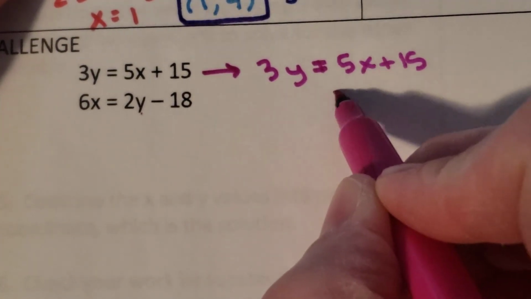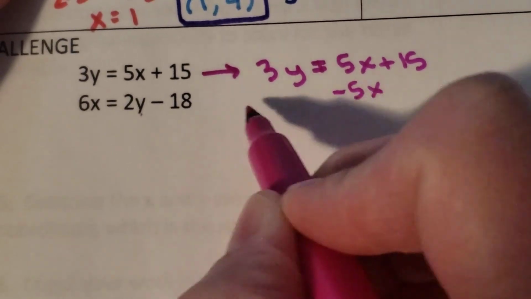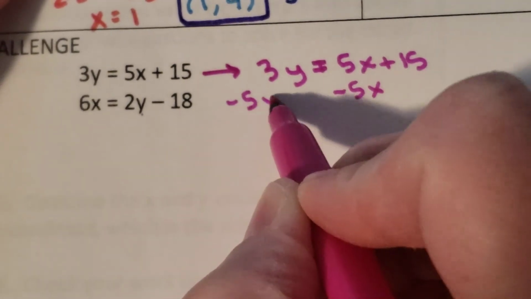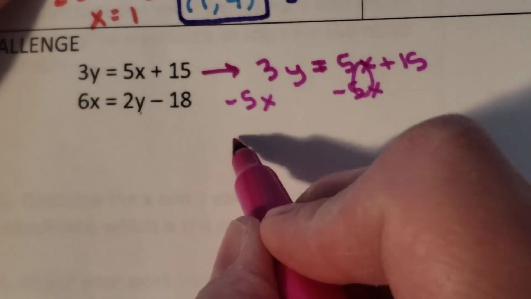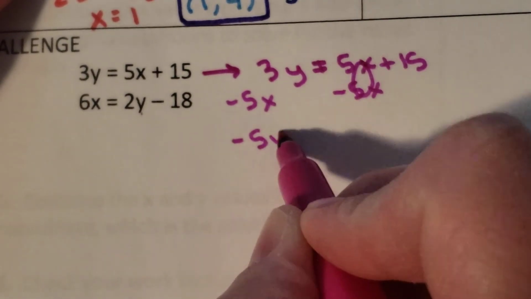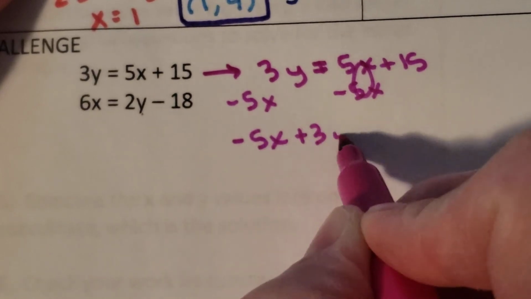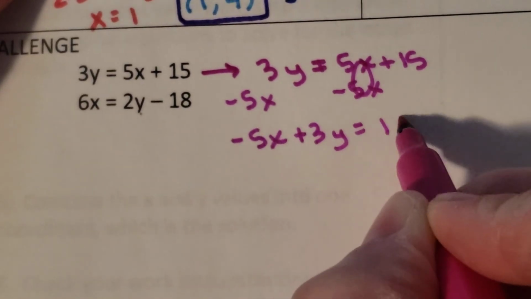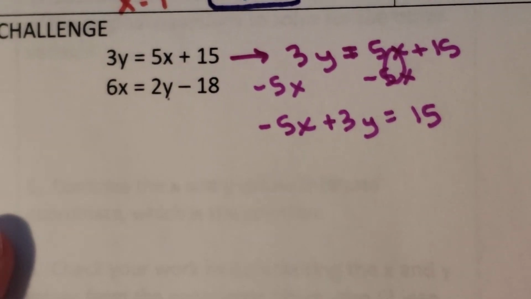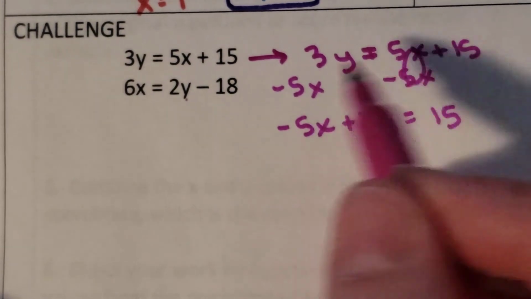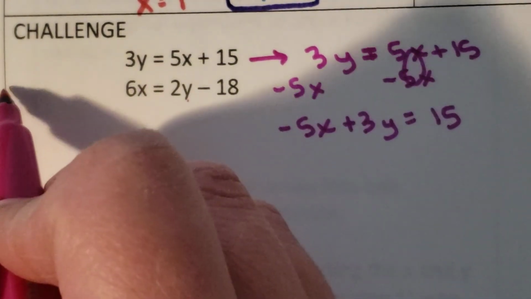So let's rewrite this so that my x's are also on the left. I'll move a positive 5x with a negative 5x. What I do on one side, I do to the other. 5x minus 5x is nothing. So I'm left with negative 5x plus 3y is 15. Okay, so x's then y's equals my constant. And I'll bet that I could do the same thing over here with the second one.